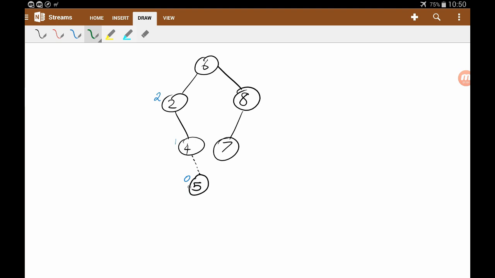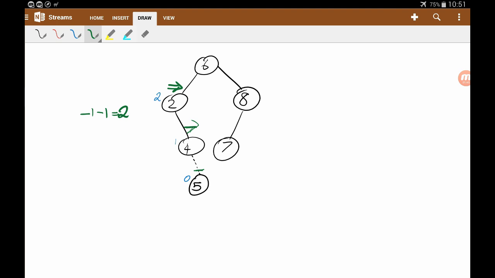The left child of 5 has height minus 1. The right child of 5 has height minus 1, which means that this one is balanced. If we look at 4, the left child has height minus 1. The right child has height 0, which means that it is right heavy. But the difference is only 1, so we don't need to panic. If we're at node number 2, we see that the left child has height minus 1. The right child has height 1. So minus 1 minus 1 is equal to 2. And so at this point, the AVL property is broken, and we see that it is double right heavy.